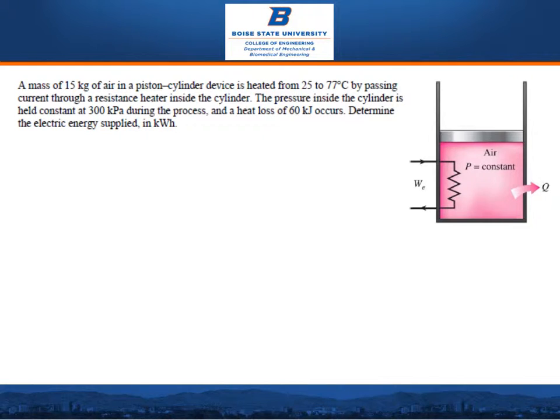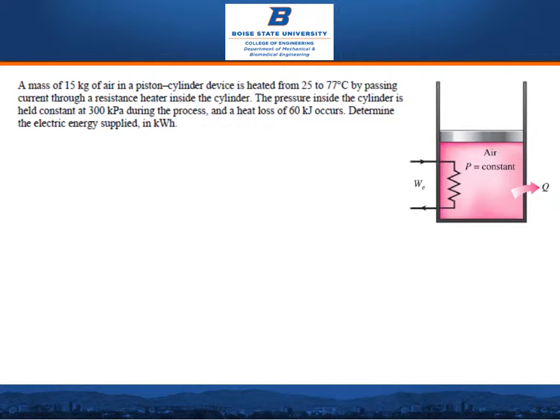A mass of 15 kilograms of air in a piston cylinder device is heated from 25 to 77 degrees Celsius by passing current through a resistance heater inside the cylinder. The pressure inside the cylinder is held constant at 300 kilopascals during the process, and a heat loss of 60 kilojoules occurs. Determine the electric energy supplied in kilowatt hours.